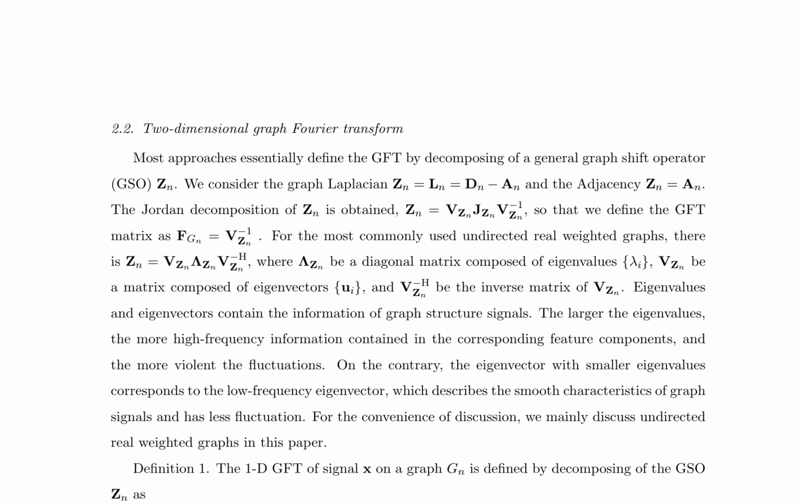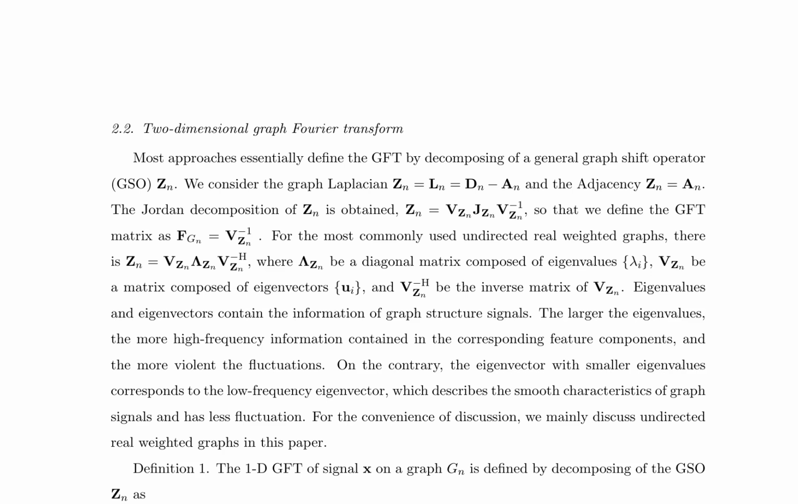For undirected real-weighted graphs, the GSO Zn can be decomposed into Zn equals V_Z Λ V_Z^-H, where Λ is a diagonal matrix composed of eigenvalues, λ_i, V_Z is a matrix composed of eigenvectors, u_i, and V_Z^-H is the inverse matrix of V_Z. The eigenvalues and eigenvectors contain information about the graph structure signals, with larger eigenvalues corresponding to higher frequency information and more violent fluctuations, and smaller eigenvalues corresponding to lower frequency information and smoother characteristics.